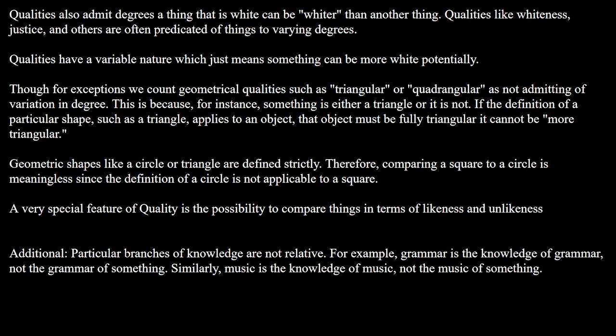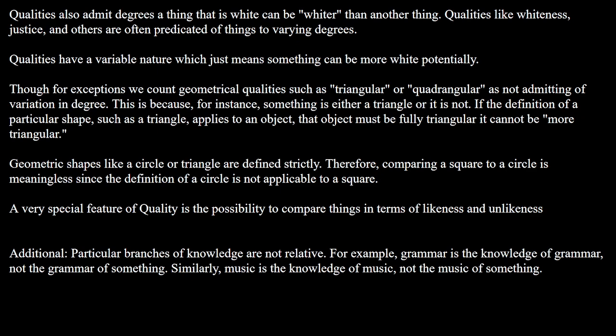This is because, for instance, something is either a triangle or it is not. And if the definition of a particular shape, such as a triangle, applies to an object, the object must be fully triangular. It cannot be more triangular than another triangular thing, okay? It wouldn't make sense to say that. And geometric shapes like a circle or triangle are defined strictly.